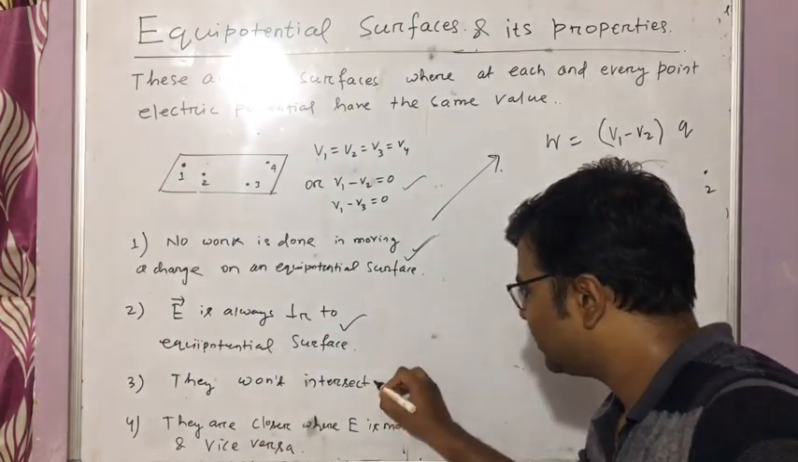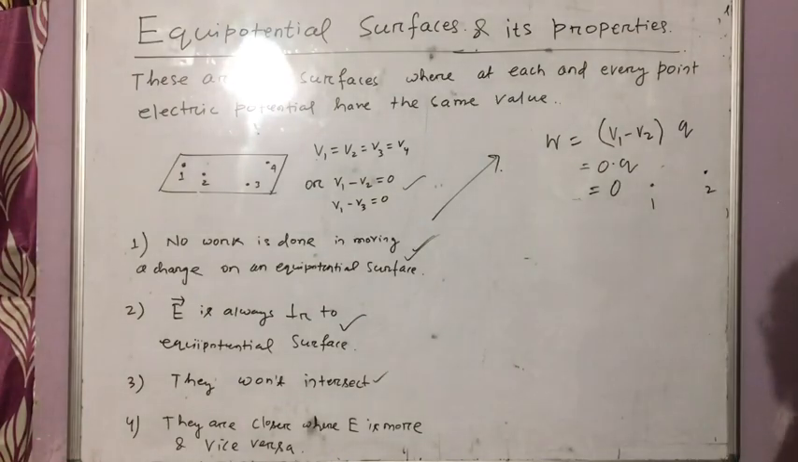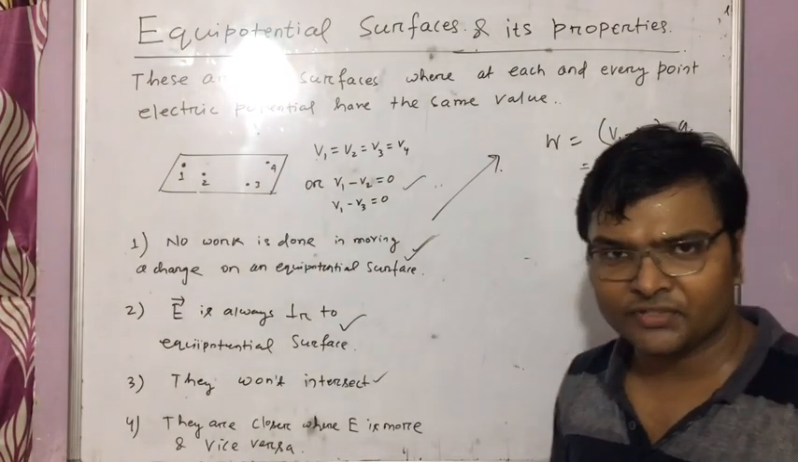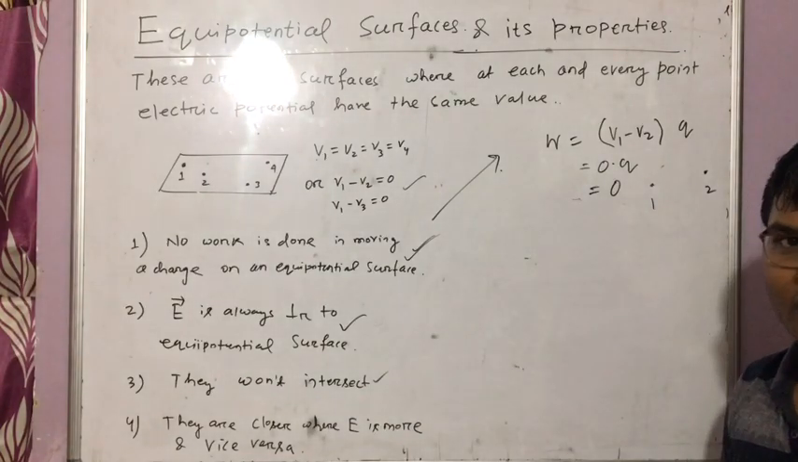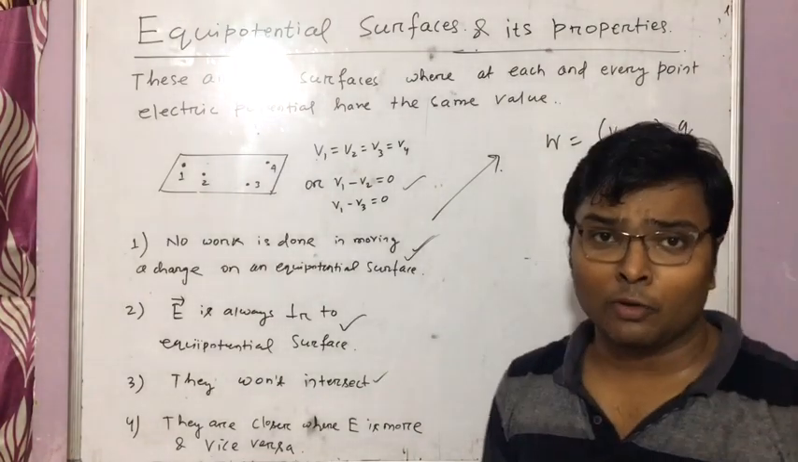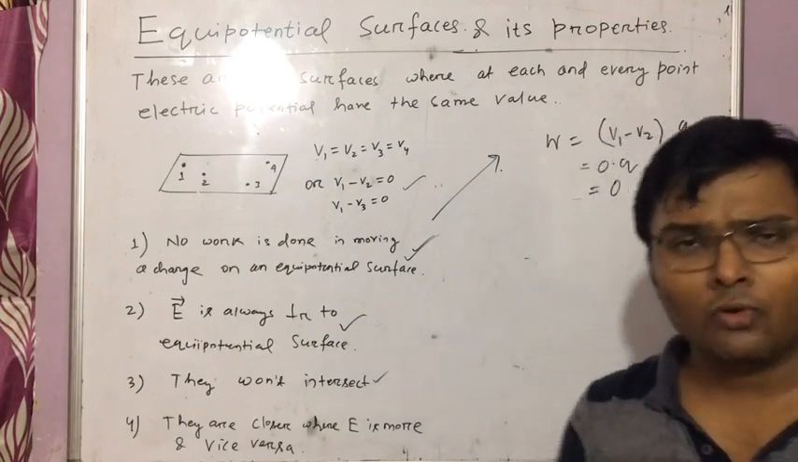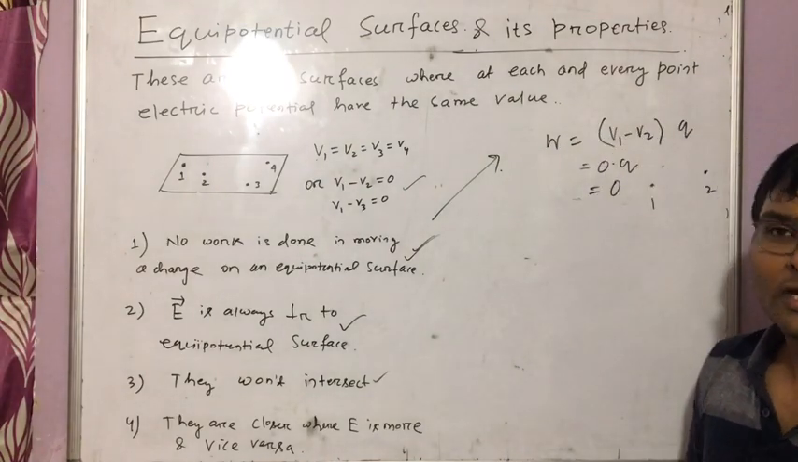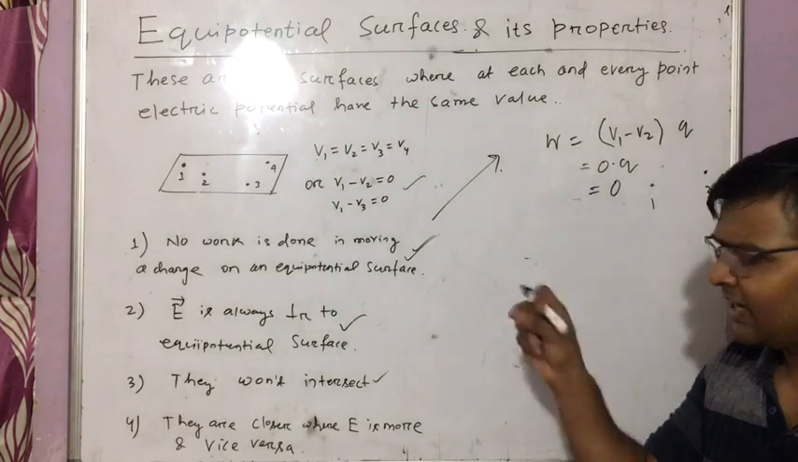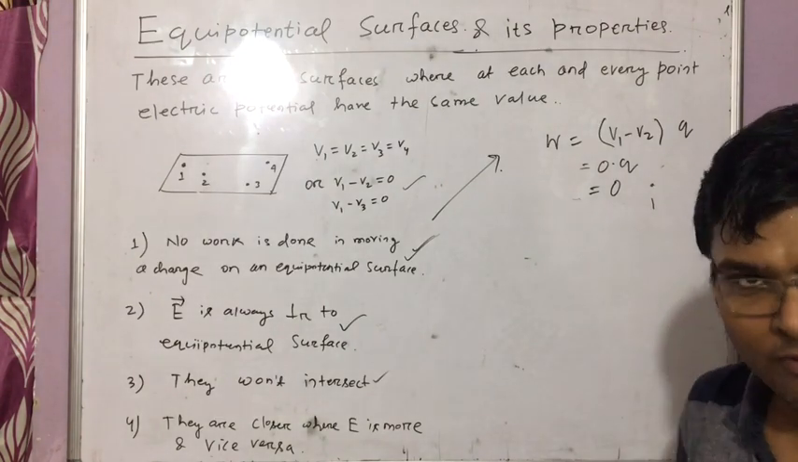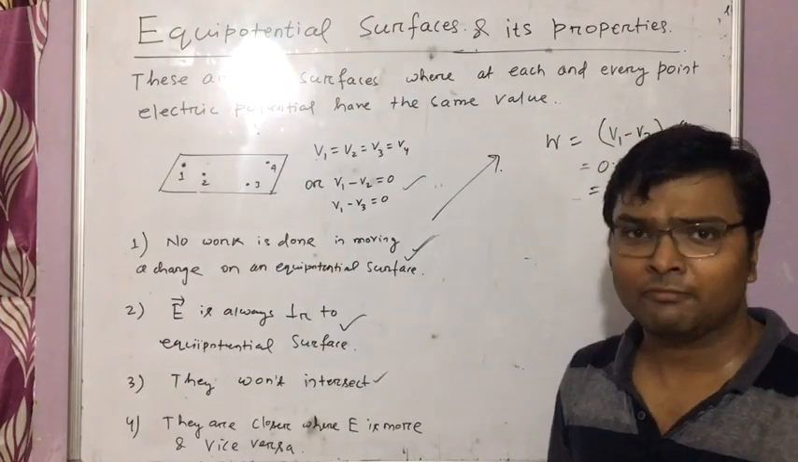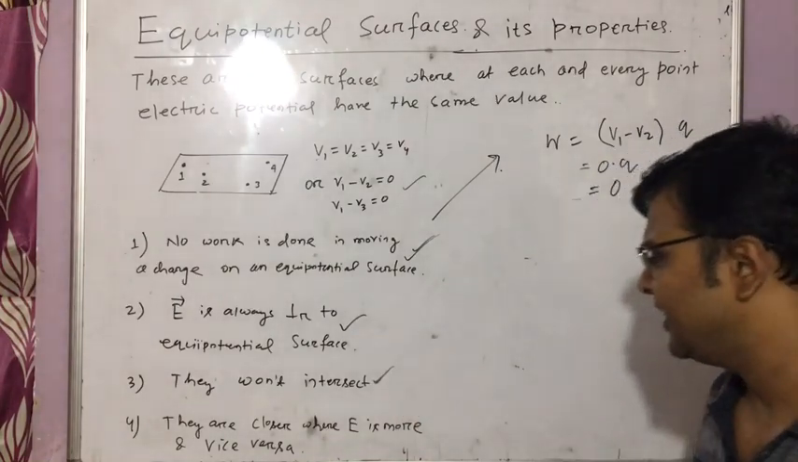Then third point, they won't intersect. Simple point. If they intersect, at the point or region of intersection there will be n number of values of your electric potential, and also of electric field, which is a contradictory statement, because at a particular point, that point must have a single value of electric potential as well as electric field. That's why they won't intersect.